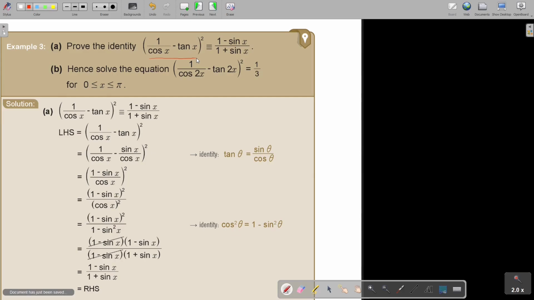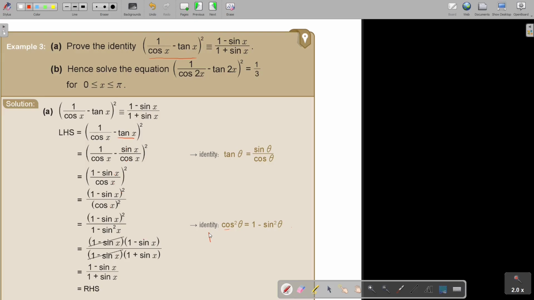Since it's squared, I take tan and I break it up into sin and cos. The denominators are already the same, so I just put it on top. Then I square the numerator and the denominator, and I get this. In the place of cos squared x, I can put 1 minus sin squared x. Then I write this bracket out two times, and I write this bracket only once.